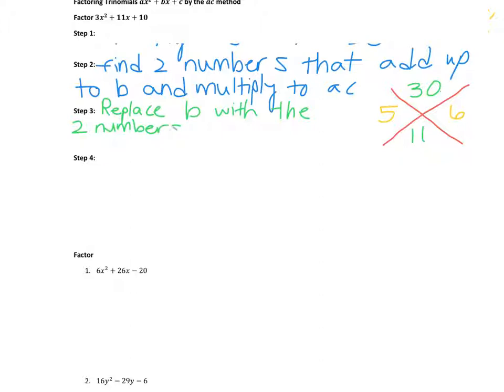All right, so here we go. Here's our original trinomial. There's our x, or our b term. And we're going to replace 11x with 5x plus 6x. So notice we haven't changed anything. Everything's exactly the same.